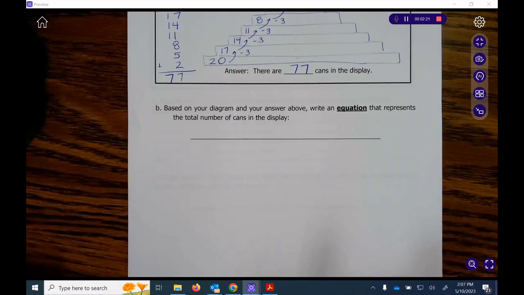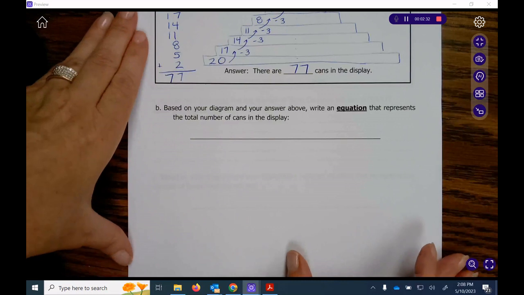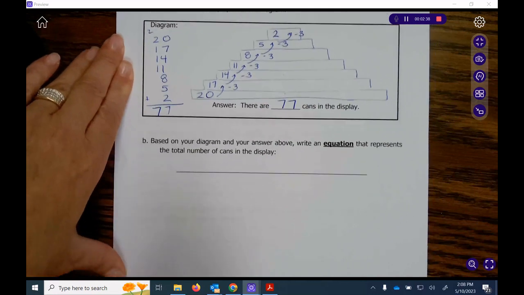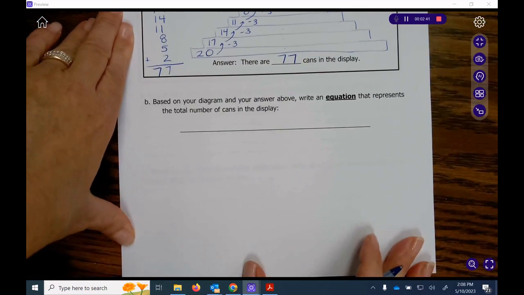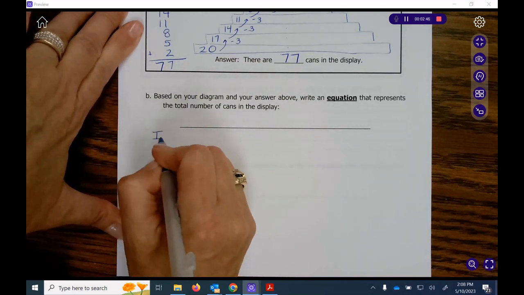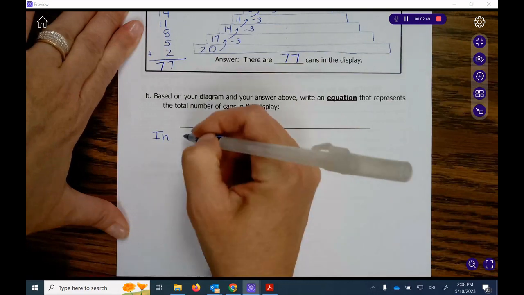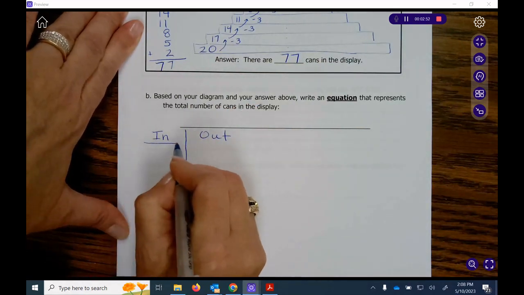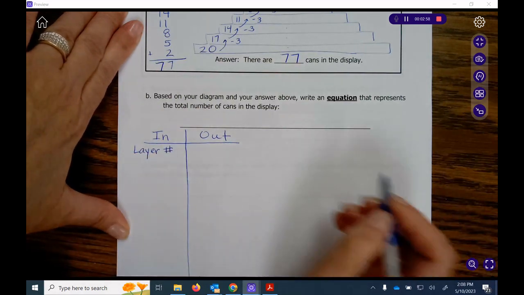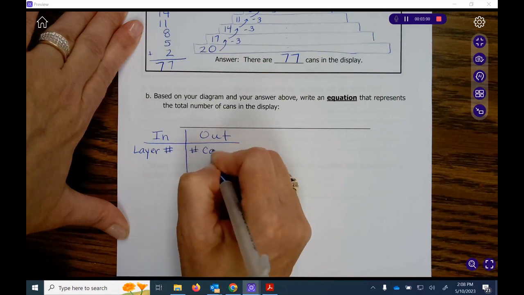Based on your diagram and your answer above, write an equation that represents the total number of cans in the display. All right. Now, this is complicated. You're thinking, okay, what do I do? When it gets complicated, the best way to do this is to make an in-out box, just like you did when you were in elementary school. In, out. Now your in is going to be the layer number, and the out is going to be the number of cans.